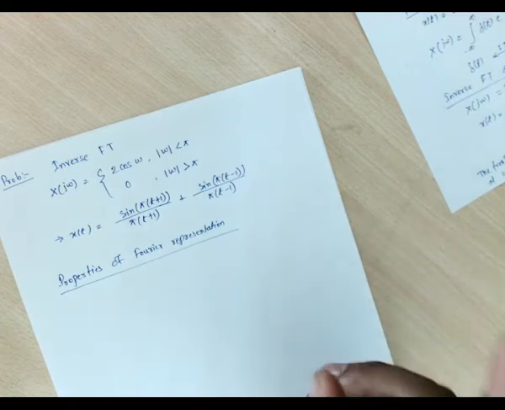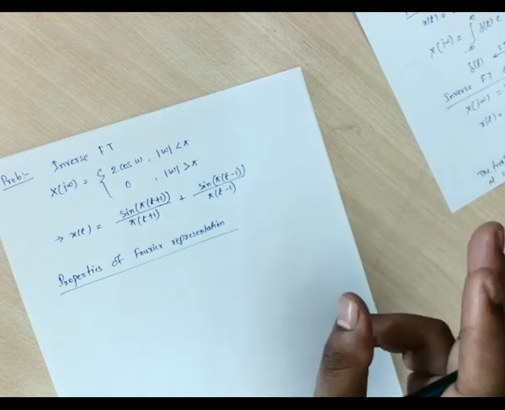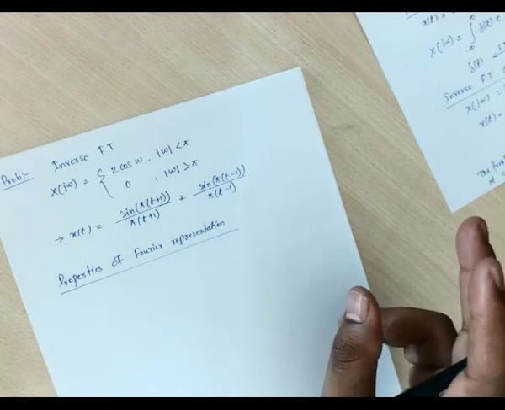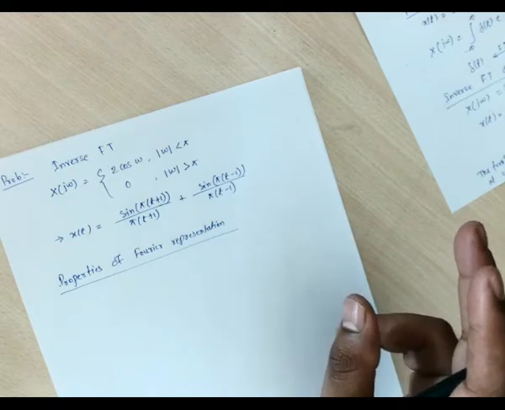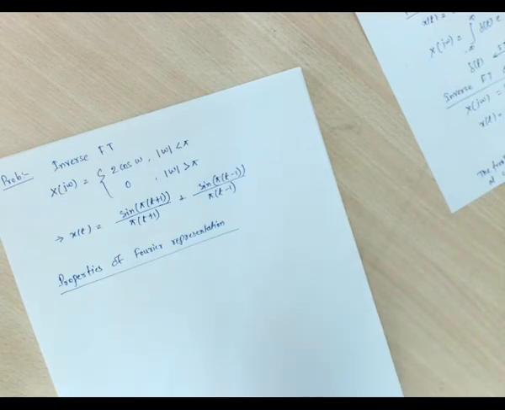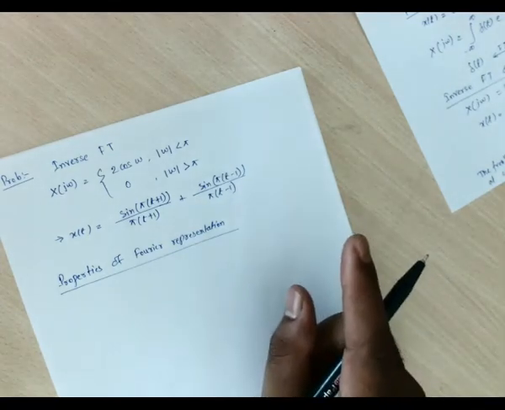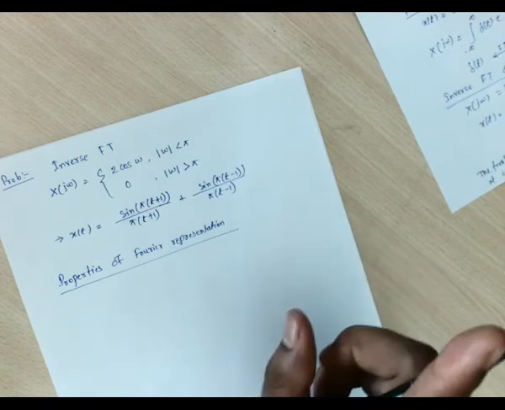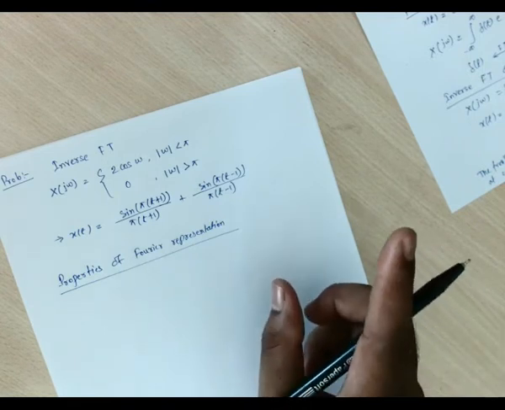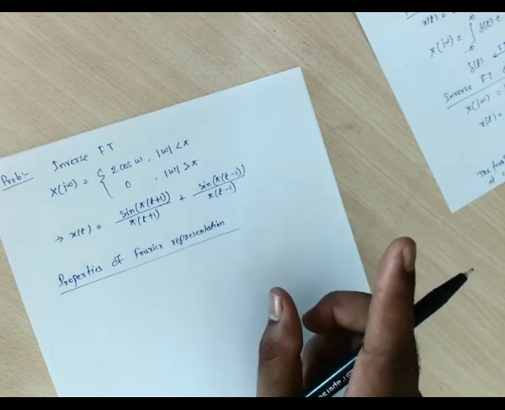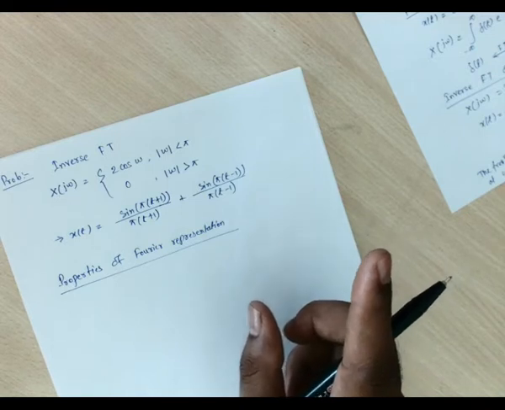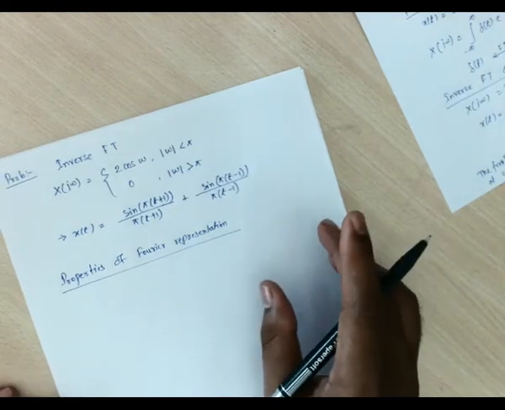If you take a continuous and periodic signal, then we go with Fourier series. If it is continuous and non-periodic, then we go with Fourier transform. Next, if it is discrete and periodic, then we go with DTFS, that is discrete time Fourier series. If it is discrete and non-periodic, then we go with DTFT, that is discrete time Fourier transform.